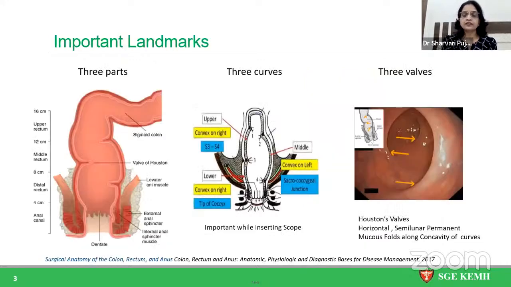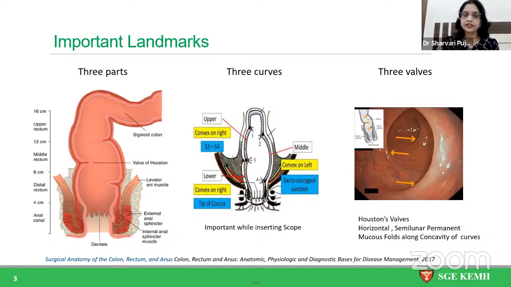So there are some important landmarks when the rectum anatomy is considered. It is considered to be divided into three parts. So if we consider anal canal length as 4 centimeters, then above that in the cranial direction, up to 8 centimeters is the lower third of rectum, from 8 to 12 is the middle third, and from 12 to 16 is the upper third of rectum.